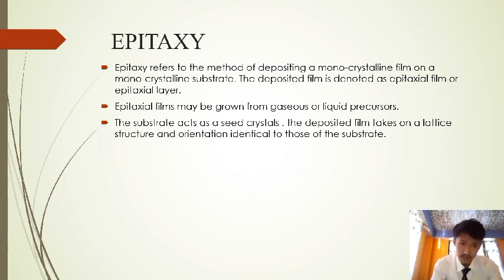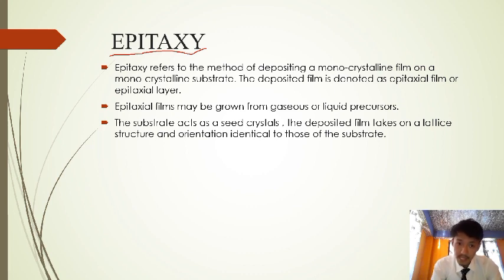Now we understood what is thin film and film deposition. Now let us understand epitaxy. Epitaxy refers to the method of depositing a monocrystalline film on a monocrystalline substrate. That deposited film is denoted as epitaxial film or epitaxial layer. Epitaxial films may be grown from gaseous or liquid precursors. The substrate acts as a seed crystal. The deposited film takes on a lattice structure and orientation identical to those of the substrate.